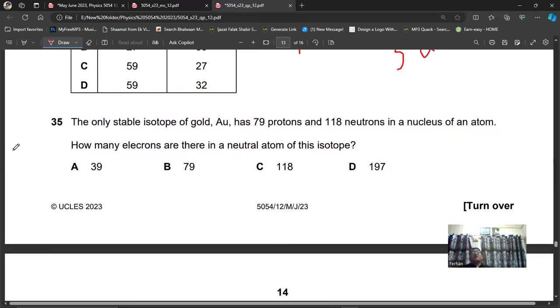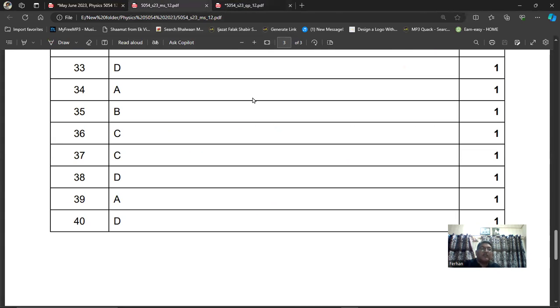Question number 35. The only stable isotope of gold has 79 protons and 118 neutrons in the nucleus of an atom. How many electrons are there in a neutral atom of this isotope? You see, if the atom is neutral, then the negative and the positive charge will be the same. So the number of electrons will be equal to the number of protons. It should be 79. So I think B is the option. Question number 35, B is the option.